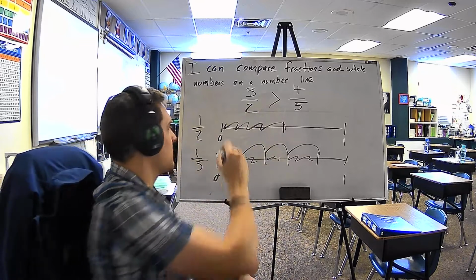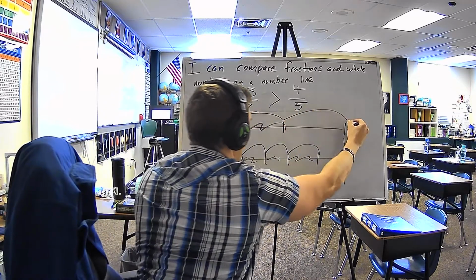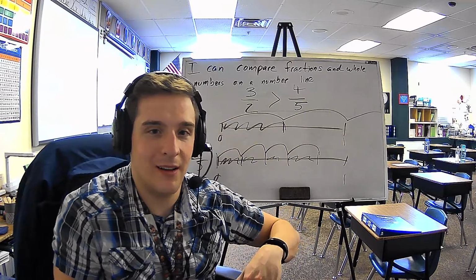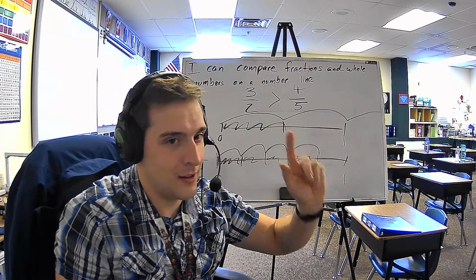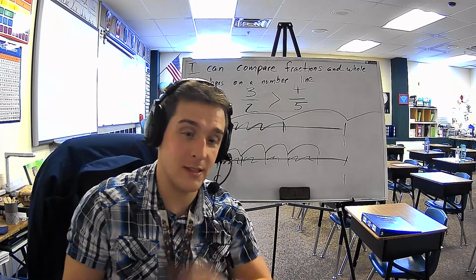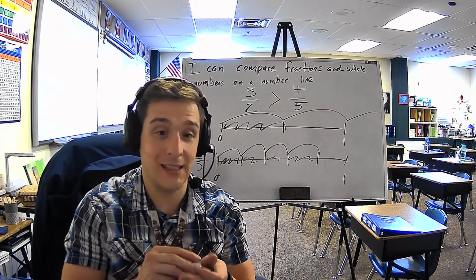But 3/2. 1/2, 2/2, 3/2 is off the side. So which one's farther? 3/2, which means 3/2 is greater than 4/5. Now, this is what we're doing in today's lesson.